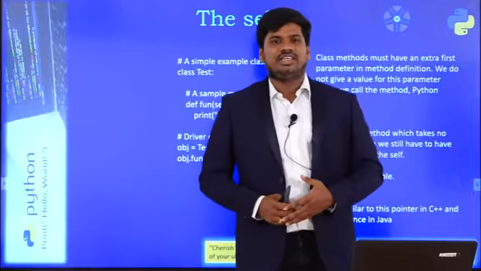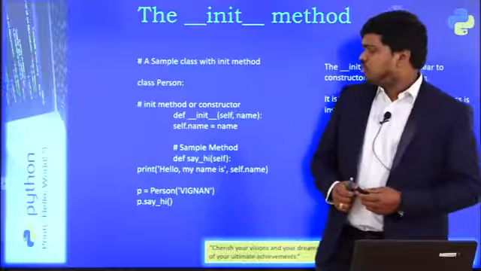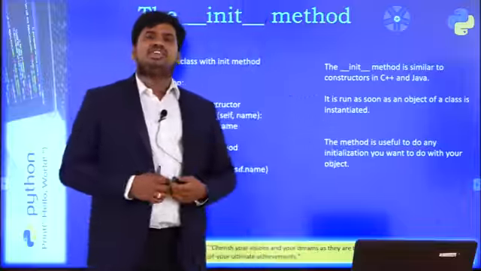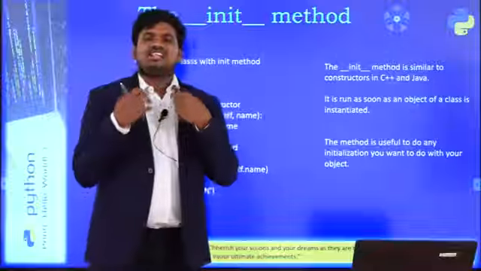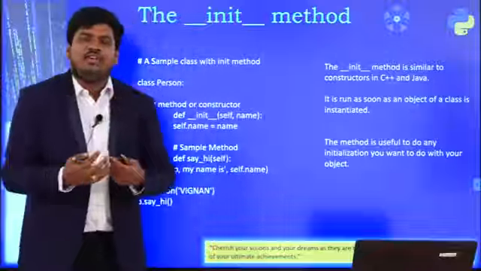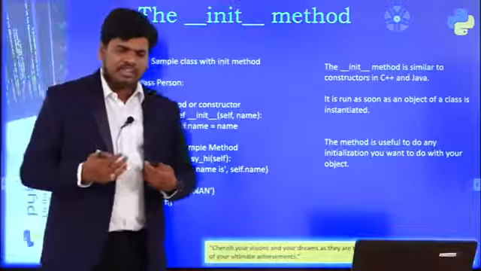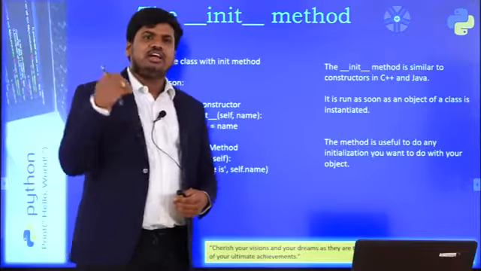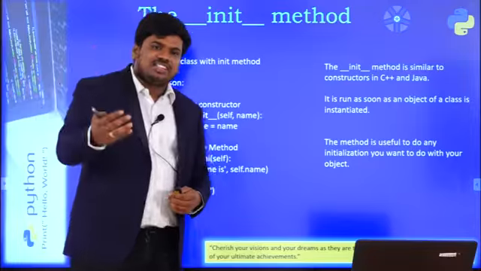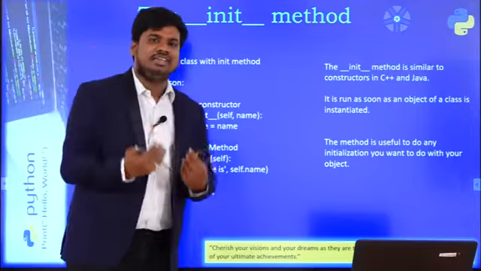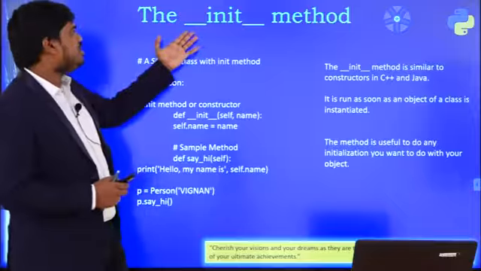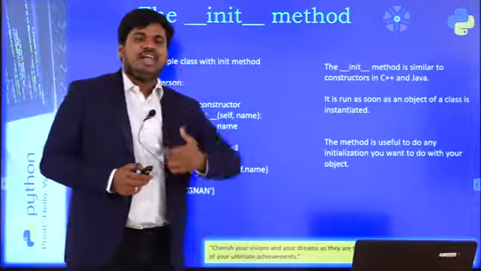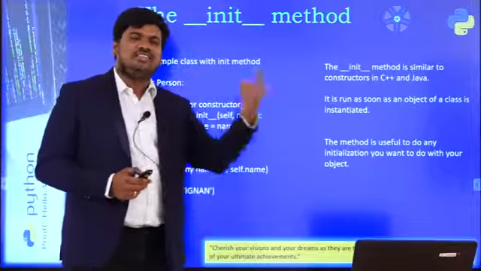Coming to the next important thing, that is the init method. The init method is similar to a constructor in C++. What is the importance of a constructor in C++? The constructor will be automatically called whenever I create an object. That means the moment I create an object, the constructor will be automatically invoked. So here in Python, instead of a constructor, I have to use one predefined keyword, and the name of that keyword is underscore underscore init underscore underscore. So this is a method. Whenever you want to invoke a constructor, this is the keyword I have to use.